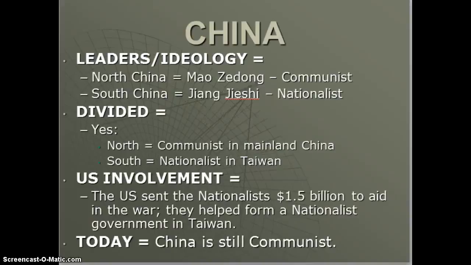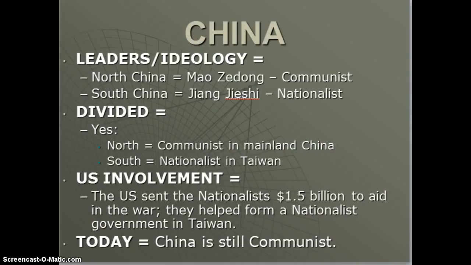So here we go. For China, who were the opposing leaders and what was their ideology? So the leaders for China and their ideology, we have North China. The leader is Mao Zedong, and it is communist. Then we have South China, and that's going to be led by Jiang Jieshi, also known as Chiang Kai-shek, and they are going to be nationalist.